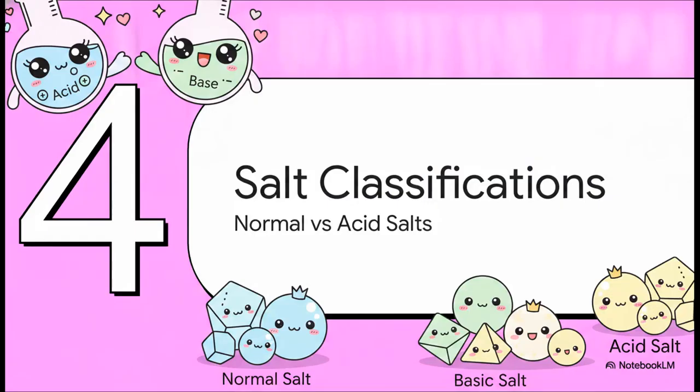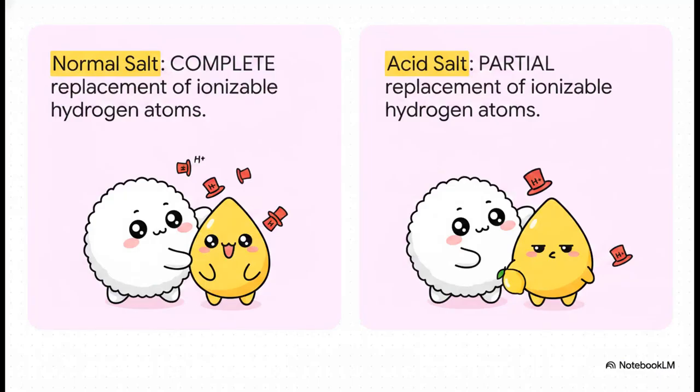Section 4. Cracking salt classifications. Okay, let's dive into this next section, which just so happens to be where most students lose marks: understanding and classifying salts. We really need to distinguish between normal, acid, and basic salts. Here's the deal. If an acid gives up every single ionizable hydrogen atom when reacting with a base, it forms a normal salt. Think sodium chloride or sodium sulfate.